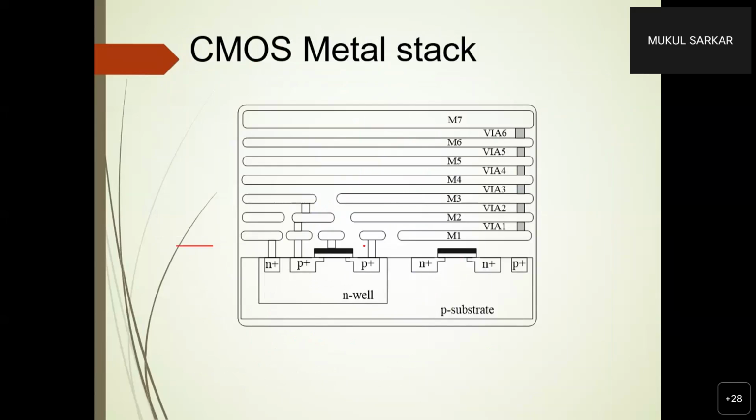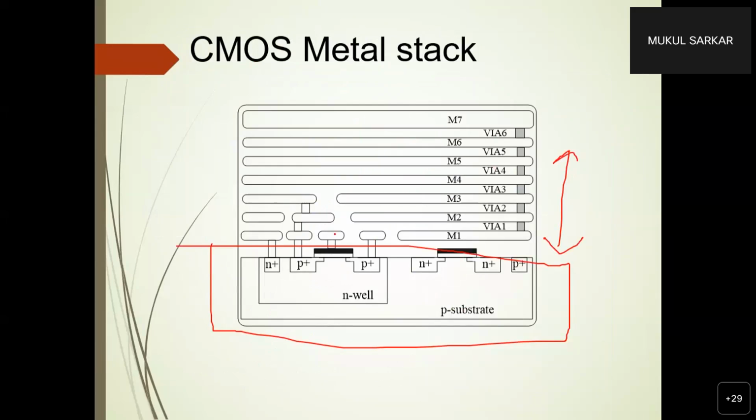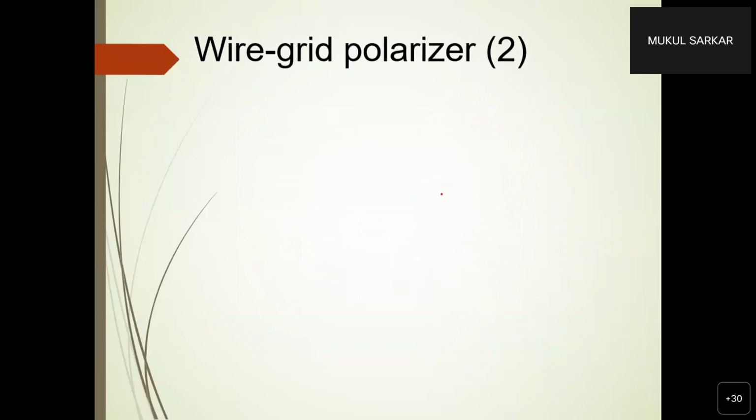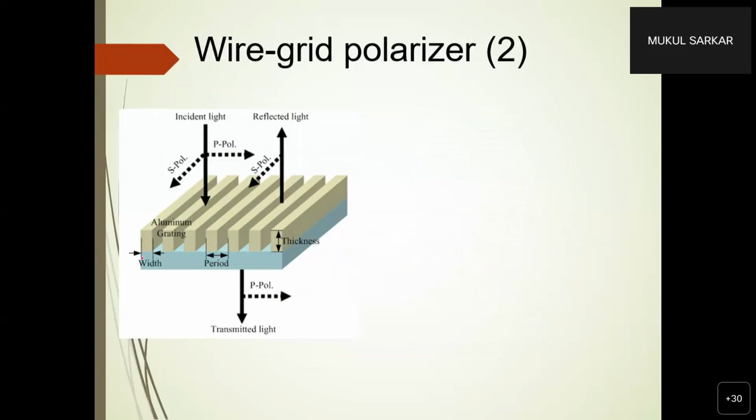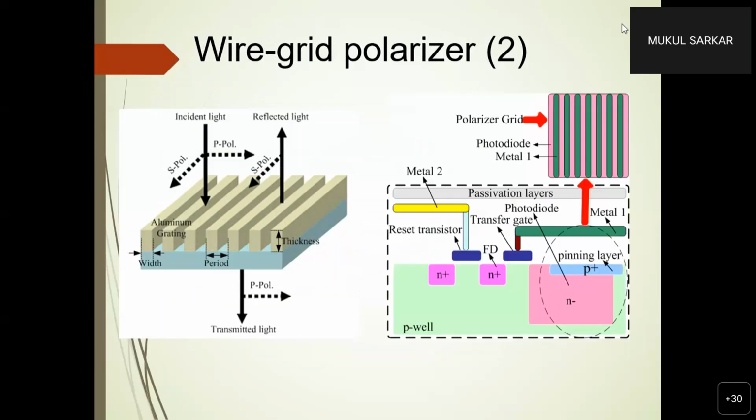So this is a CMOS, right? And every CMOS has a metal stack which is used to do an interconnection between different transistors. So we use the metal stacks. In fact, we use metal one to create a wire grid. So this is the wire grid that we want to have as a polarizer. So we used metal one to create a wire grid on top of your photodiode.